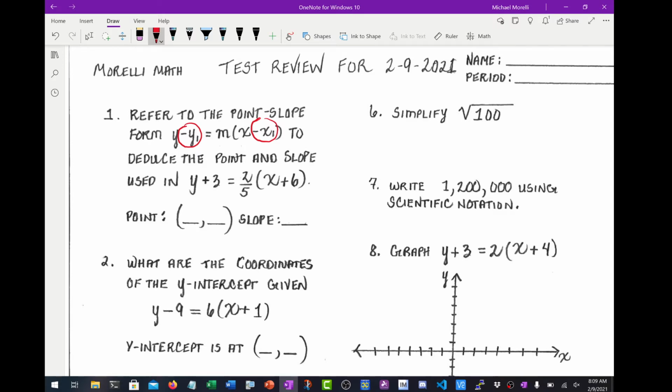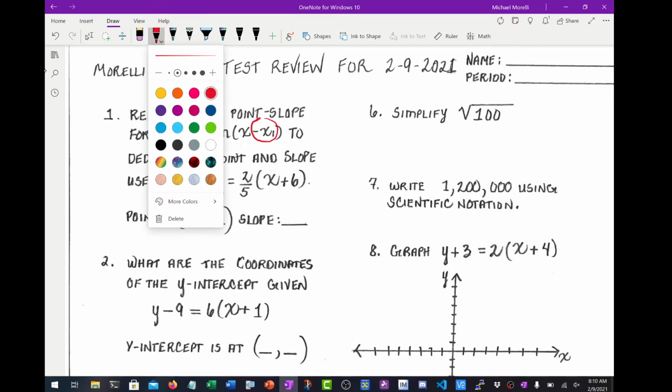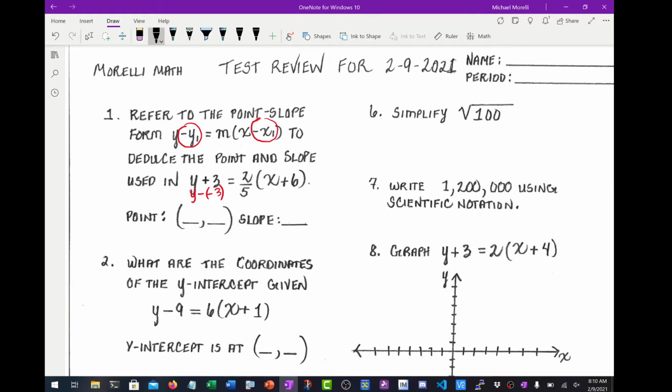Well, the y point would have had to have been -3, because it would have been y minus -3, and that would give you y plus 3. So we know that the y value is -3. Now the x value is much more straightforward.